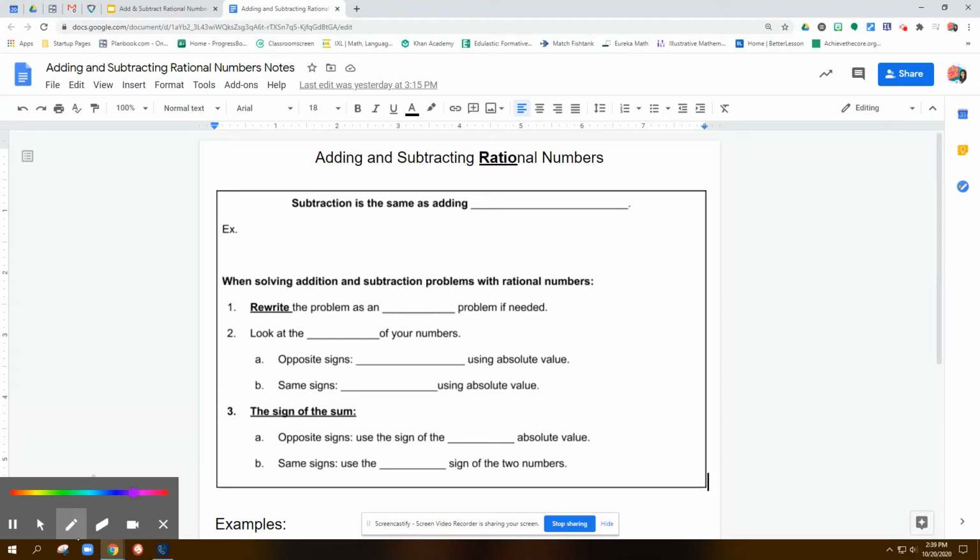In this video, I'm going to go over adding and subtracting rational numbers. Rational numbers, just as a review, means we are working with fractions, which are the same as ratios, and we also know that fractions can be written as decimals. So adding and subtracting rational numbers is basically adding and subtracting with fractions and decimals, but we're also going to be working with positive and negative numbers.